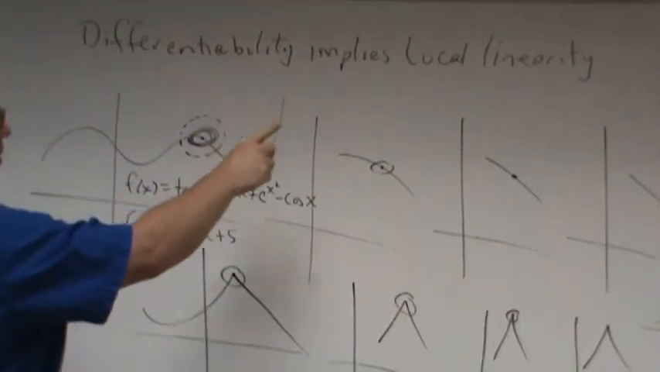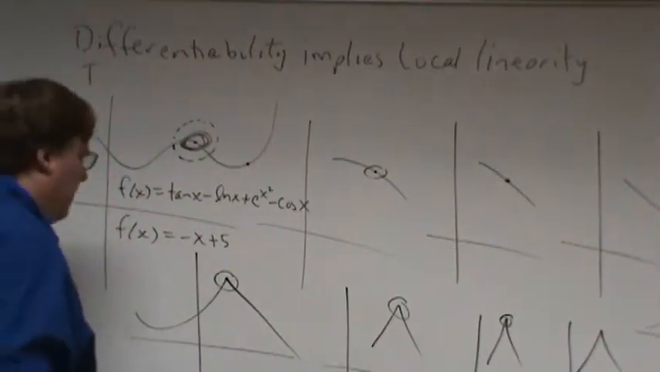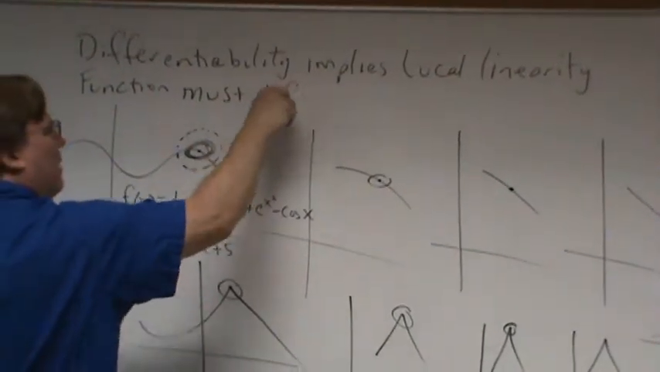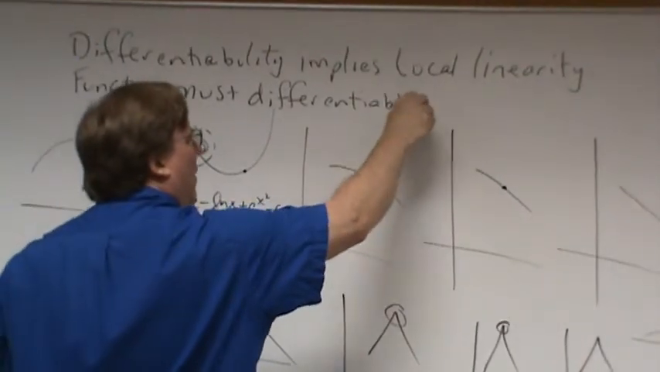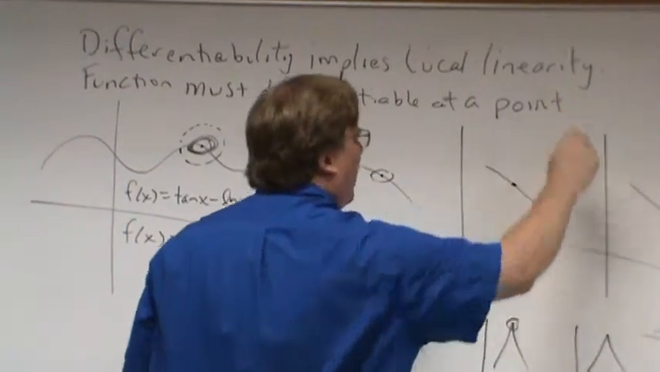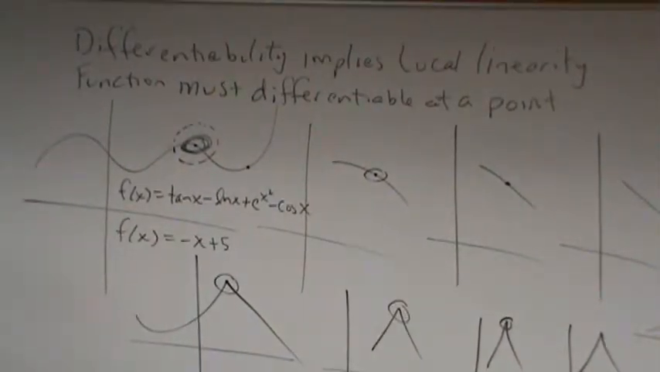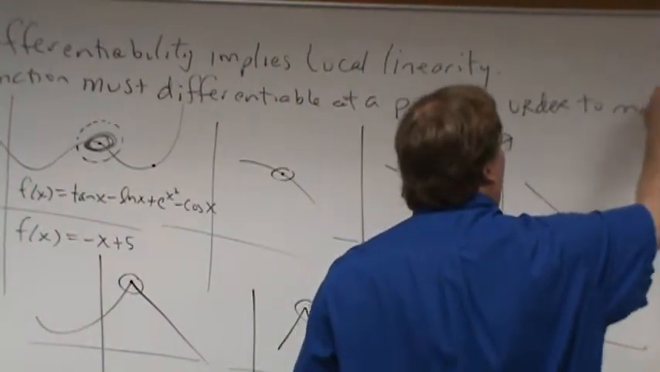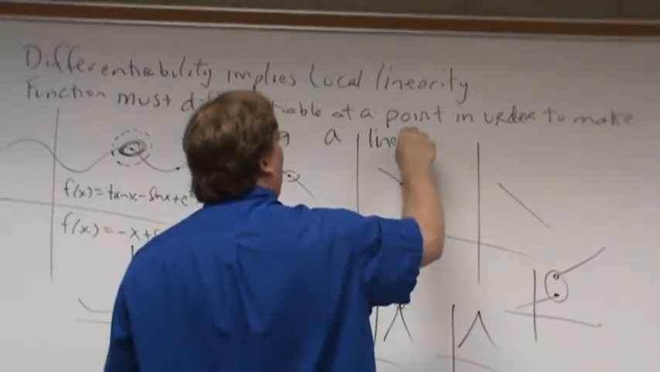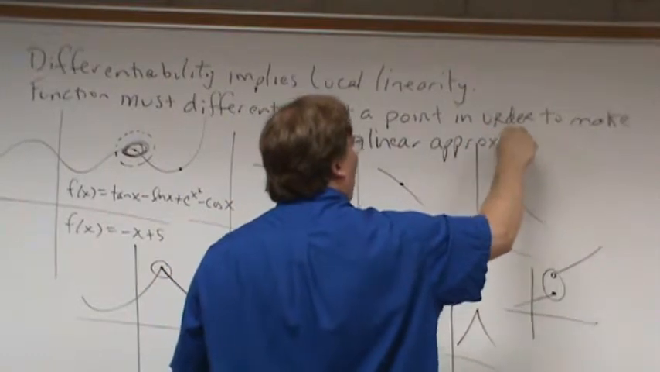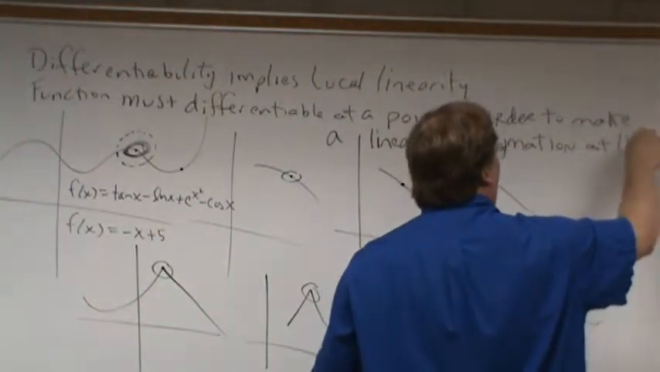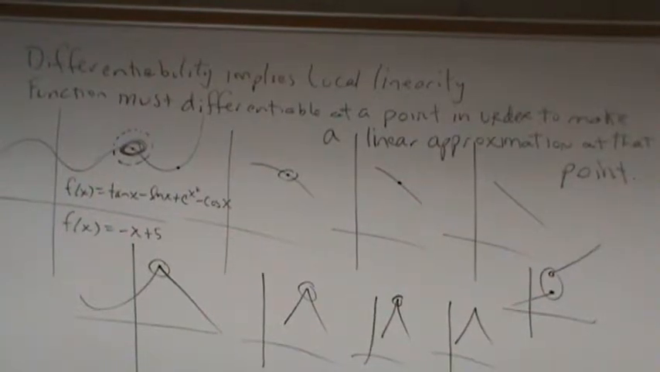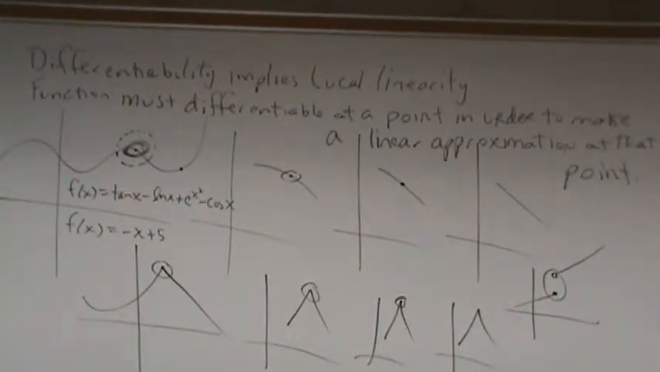Since differentiability implies local linearity, that means a function must be differentiable at a point in order to make a linear approximation at that point. So, hey, that's it for that. That's all I wanted to say about that. We're not even going to do any linear approximations. That comes later.